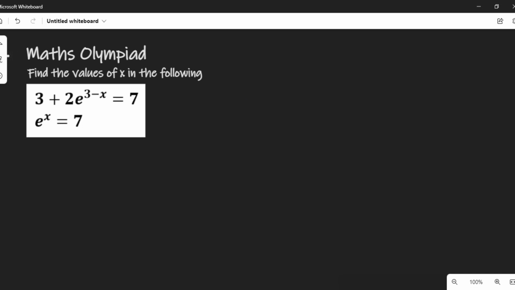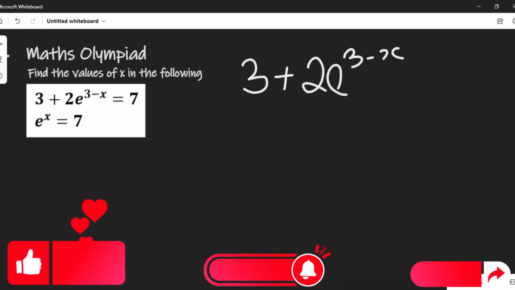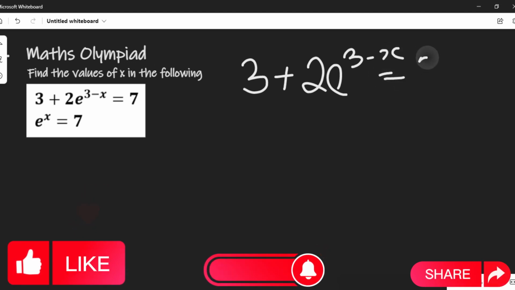3 plus 2 e raised to power minus 3 minus x equal to 7. So the first thing we are going to do before we take the natural log of both sides is to subtract 3 from both sides.